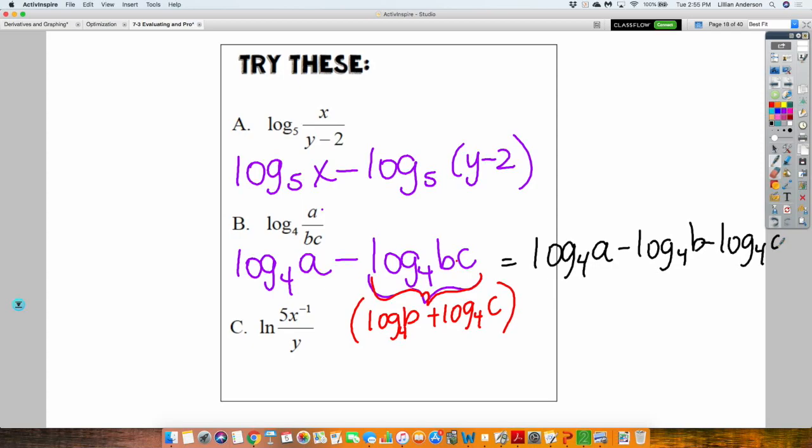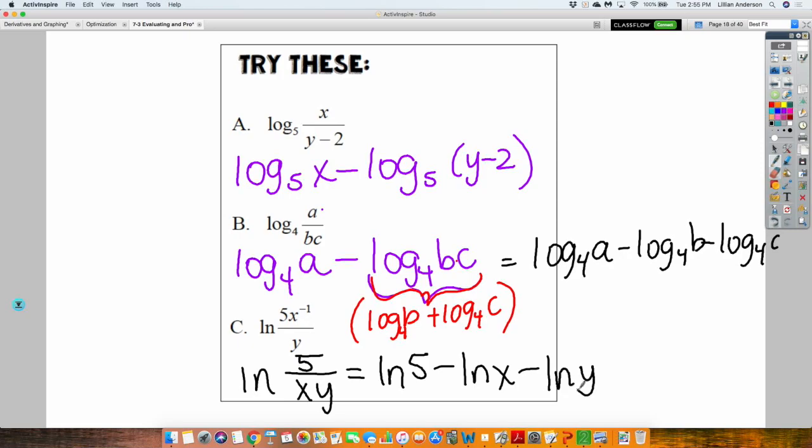What do you think about C? What do you think I should do? Yes. I should probably bring the x down, right? So this becomes the ln of 5 over xy, and then I can say ln of 5 minus ln of x, and this one's going to be ln of y, because remember, we're going to have to split that one up and then distribute over the negative. Questions on quotient?